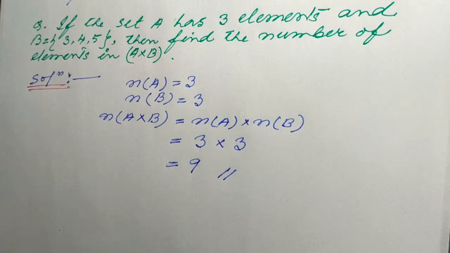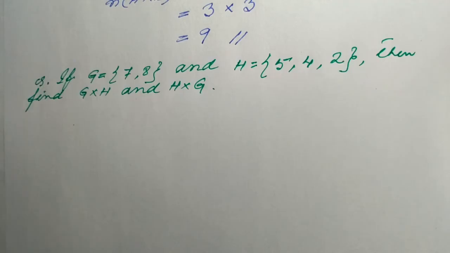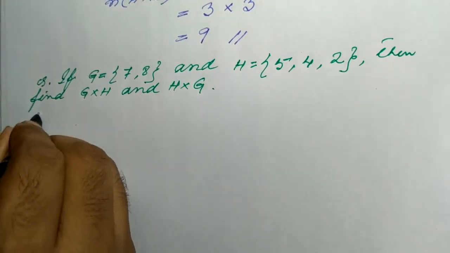Clear? Now we are going to discuss another problem. Here it is given that Z equals {7, 8} and H equals {5, 4, 2}, then find Z × H and H × Z. Let's solve it.